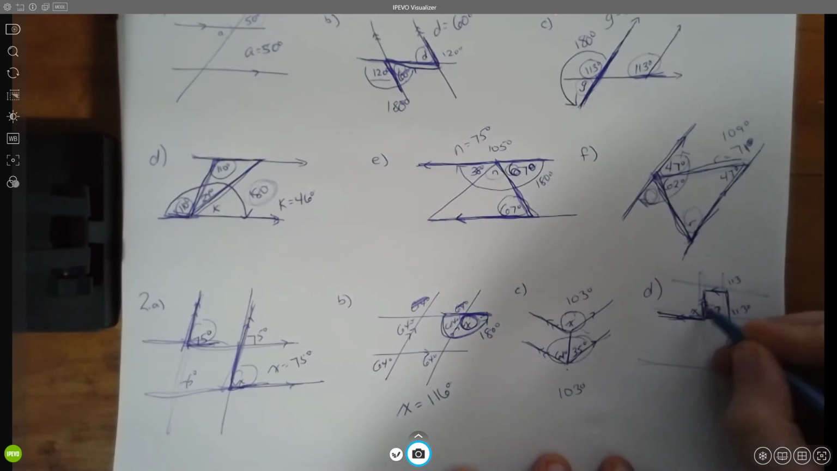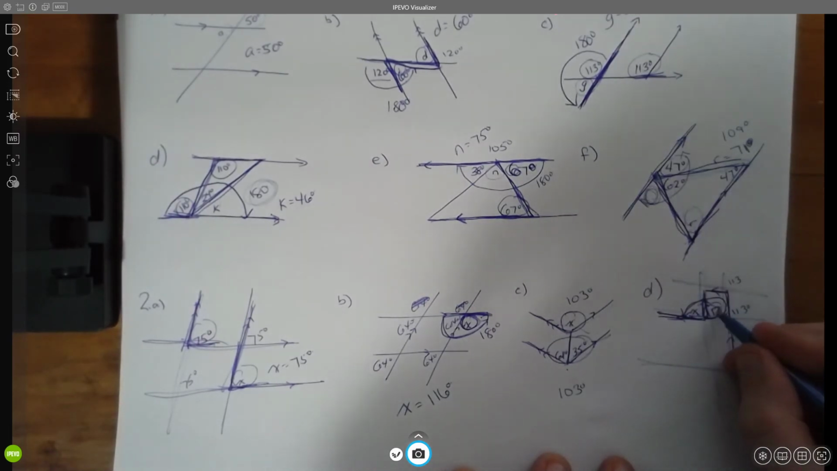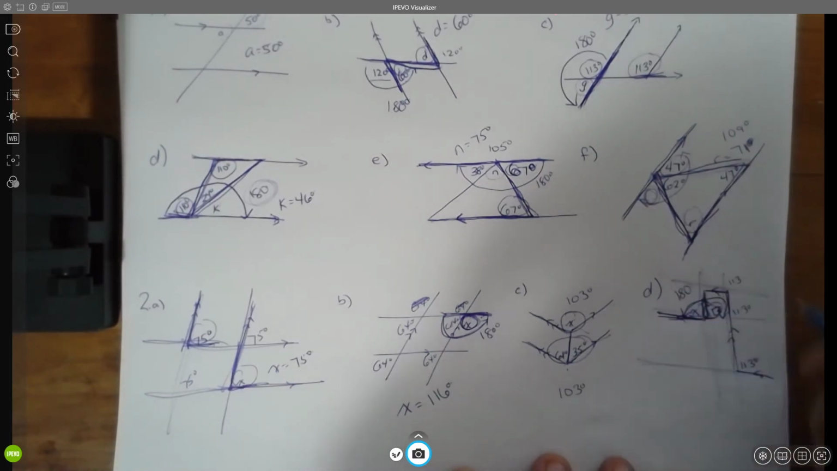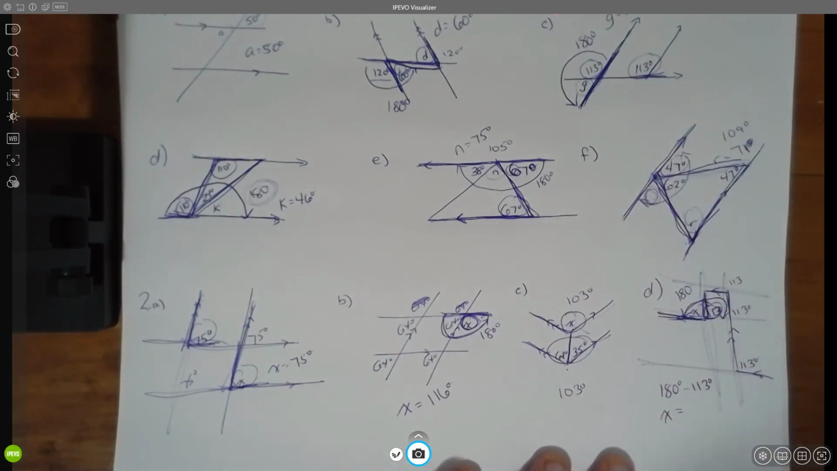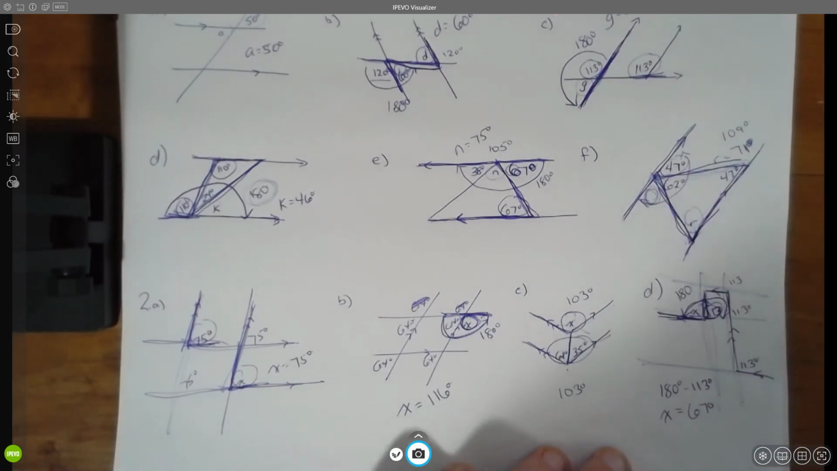There's an imaginary one here, which means that this X value inside has to be whatever is remaining to go across this line from the 113 to over to here to make a total of 180. So 180 degrees minus the 113 degrees is going to give us our X value, our missing value from these sets of parallel lines, which is going to be 67 degrees.